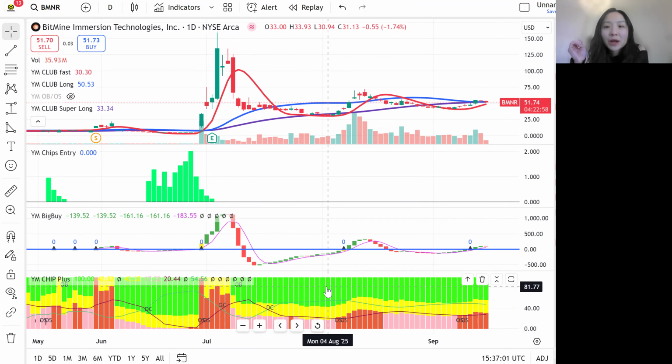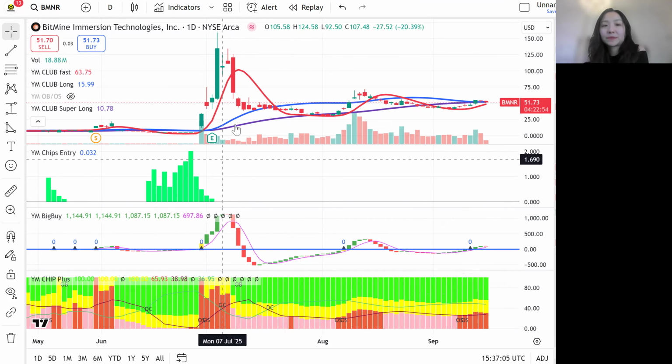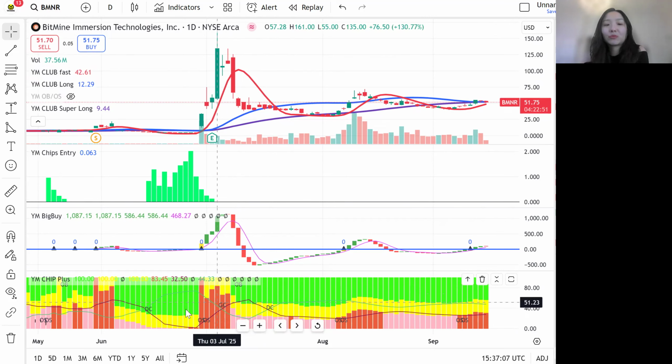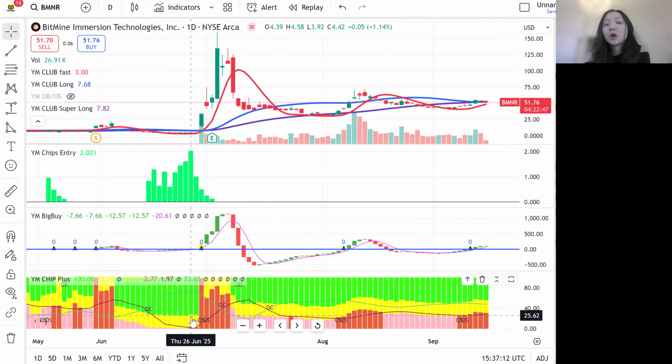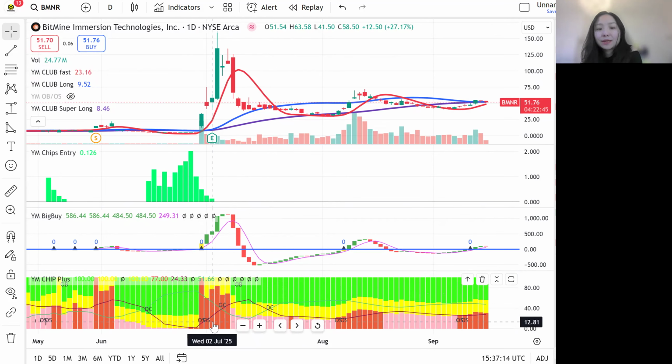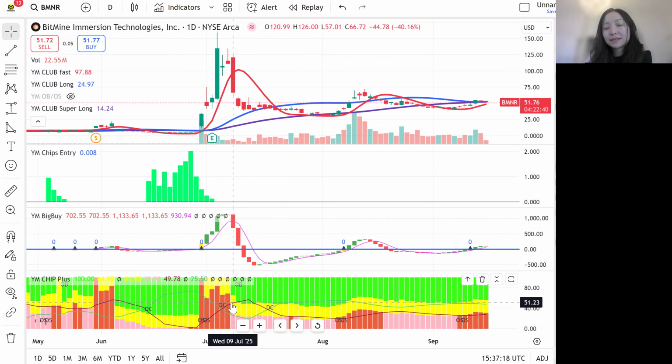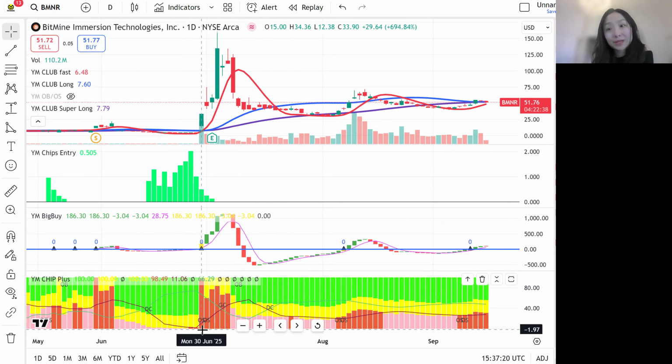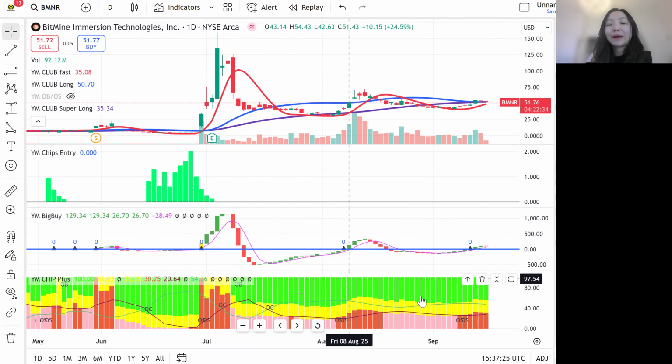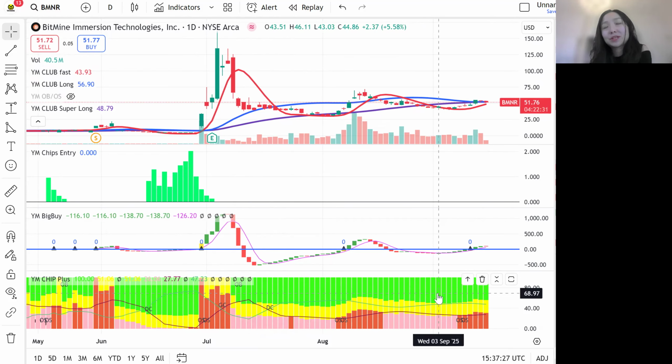So to know when the next flying stage comes, apart from the trend, you can also tell from the fund movement. From YM Chips Plus, you can see when the green completely disappears and the red goes above this line, this means the stock is ready to fly. When it's held mainly by the public, by the individuals, it's not going to fly. It will just go sideways if you're lucky.